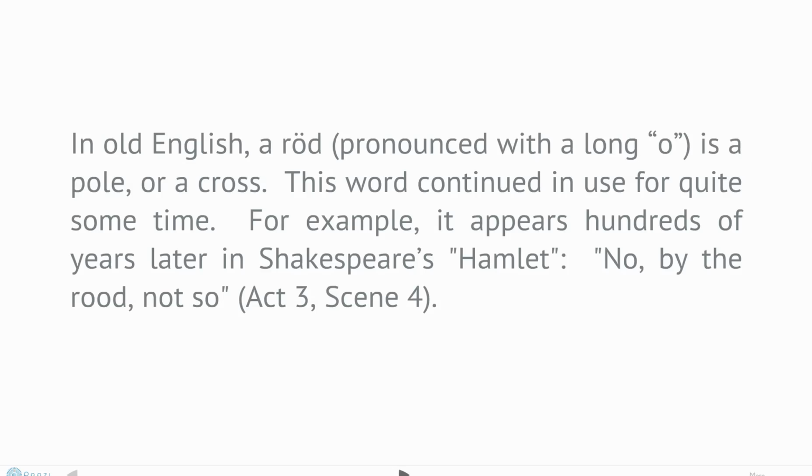Yeah, you could call it road, but the rood is usually the way we would pronounce it. It's just a pole or a cross. It does continue for hundreds of years in use, so if you know your Hamlet well enough, Hamlet says, "No, by the rood, not so," not so by the cross. But for our purposes, it's important to note that the rood is the cross. So this is the Dream of the Cross. That's what this story is.